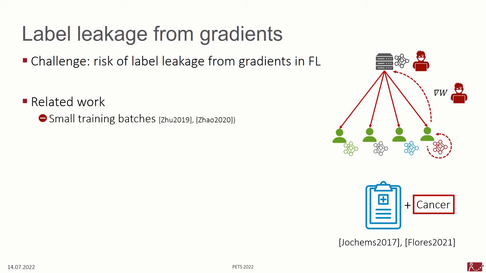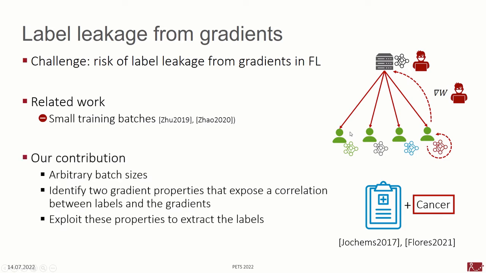There are some works in the related work that investigate the leakage of the labels from the gradients. However, these works focus only on the case where the batches are of small sizes. In our contribution, we went after arbitrary batch sizes, so we want to investigate this leakage when we have different batch sizes. We were able to identify two gradient properties that expose the labels, and we exploited these properties to perform our attack.